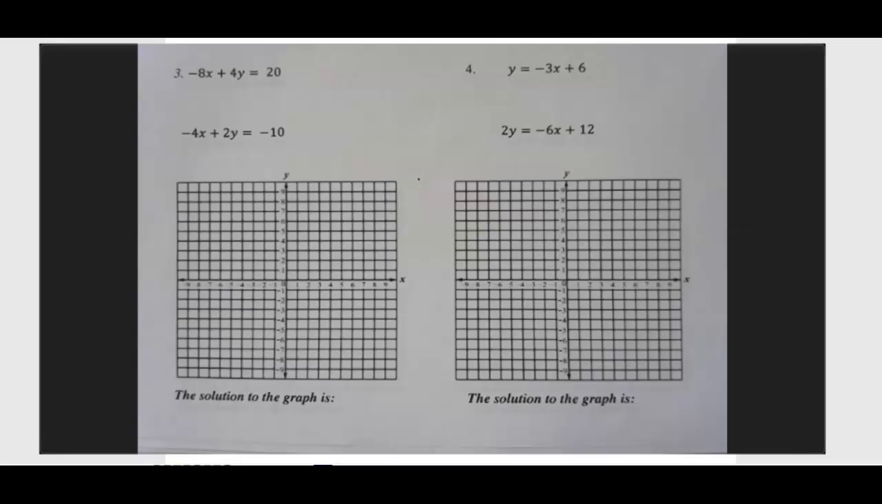All right, number 3, you have -x plus 4y equals 20, and you have -4x plus 2y equals -10. So same rule as always, solve for y. So you add 8x, and then we're going to divide by 4. So my y-intercept is a positive 5. And my slope is up 2 and over 1, or down 2 and left 1. Connect your points to get your line.